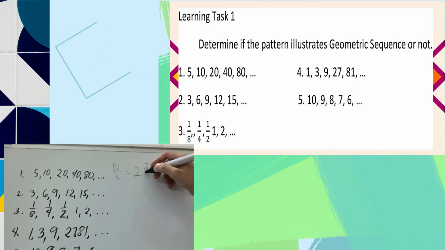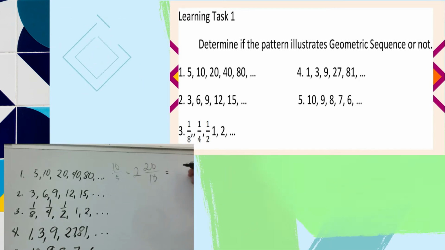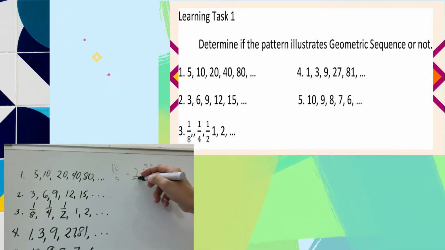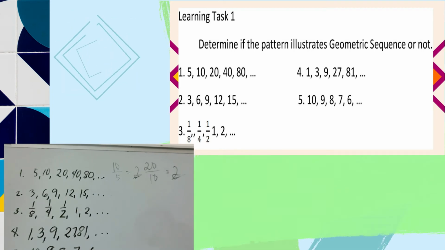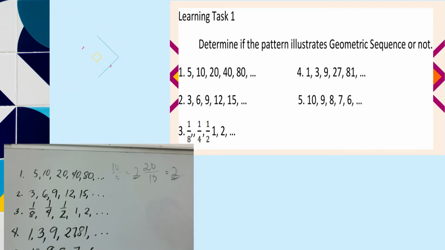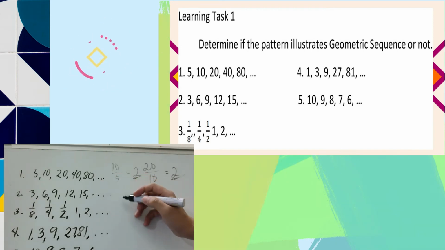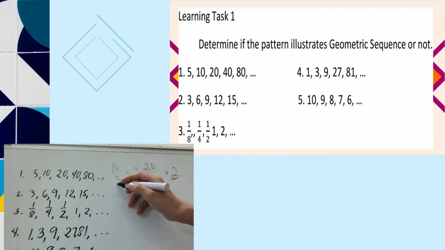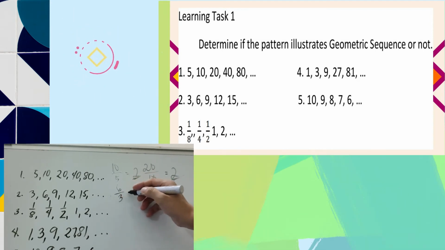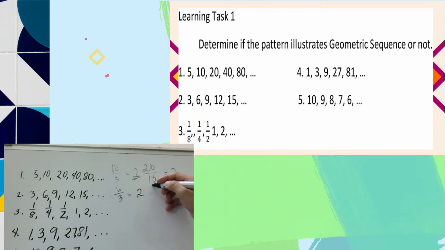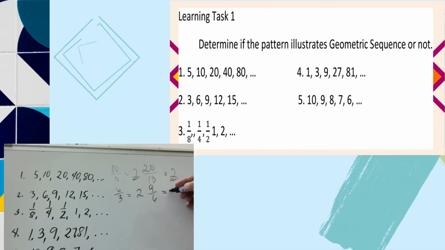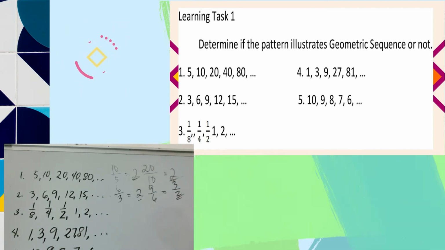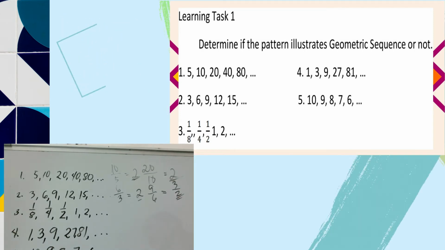How about 20 divided by 10? Do we get 2 as well? So we have 2 as well. Therefore, we have a common ratio, which is 2. So with this, number 1 is a geometric sequence. How about number 2? We have 3, 6, 9, 12, 15, and so on. So we have 6 divided by 3, which is 2. 9 divided by 6, which is 3 halves. So we don't have the same. Therefore, number 2 is not a geometric sequence.